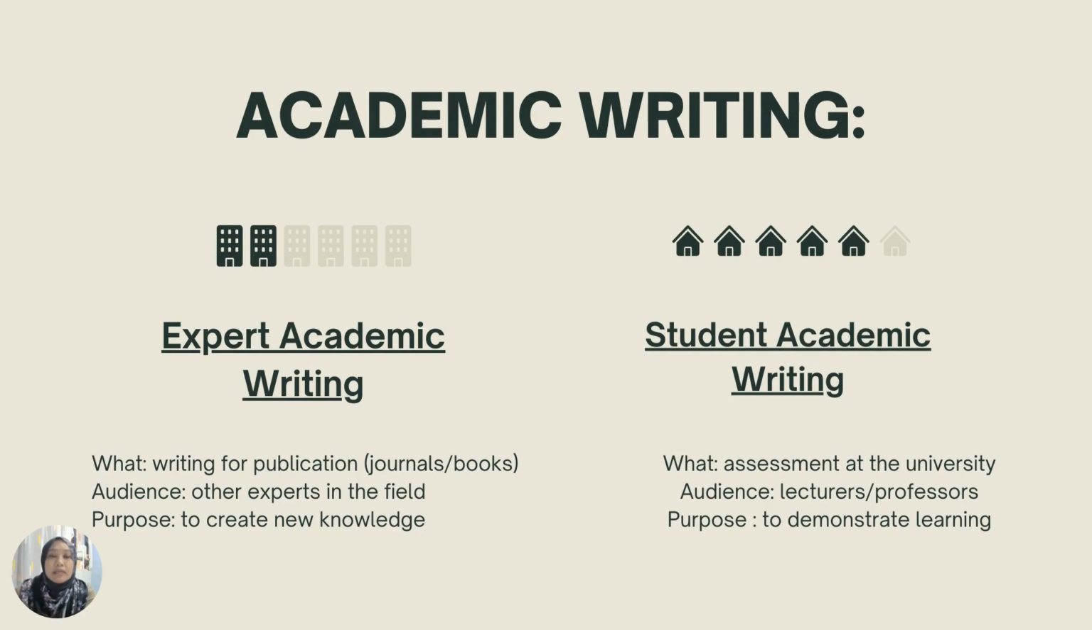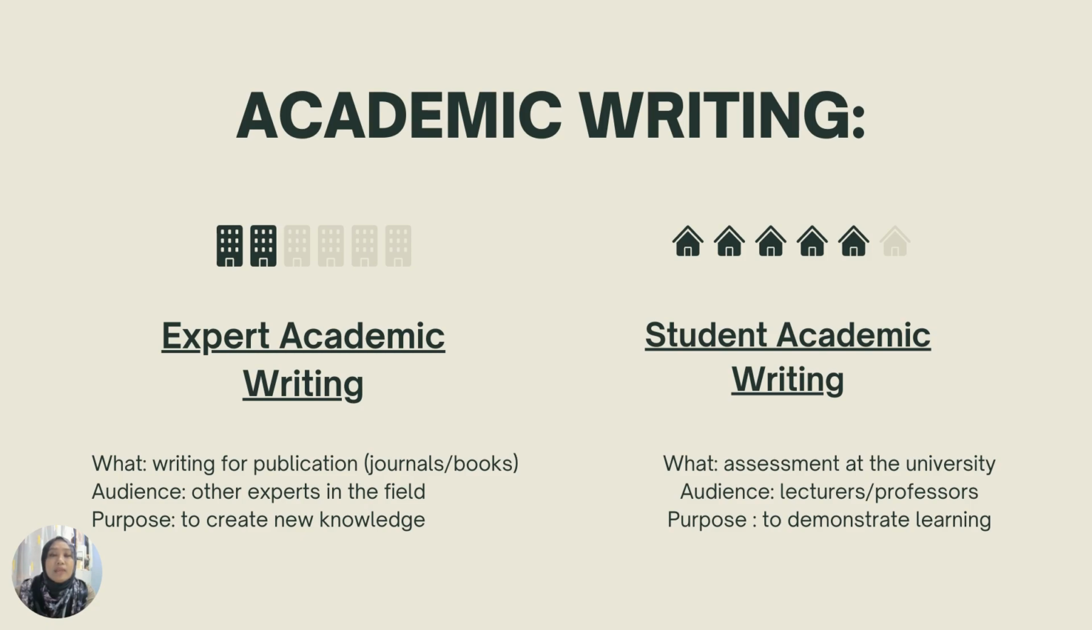When we talk about academic writing, it has two different types. The first one is expert academic writing, and the second one is student academic writing. This is what you are doing in your university time, whereby when you are doing the assessment at the university, you are actually producing academic writing. And of course, the audience of your writing is your lecturers and professors. The purpose of your academic writing is to demonstrate what you have learned in that current semester.